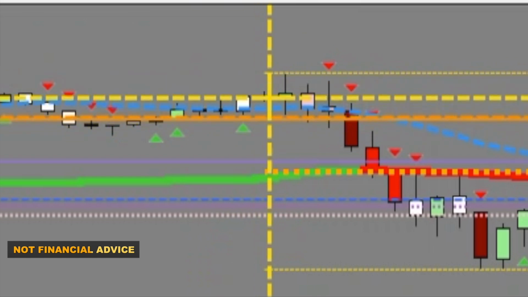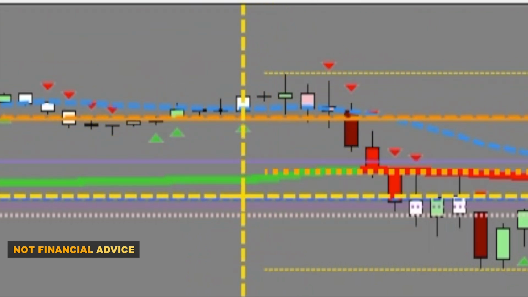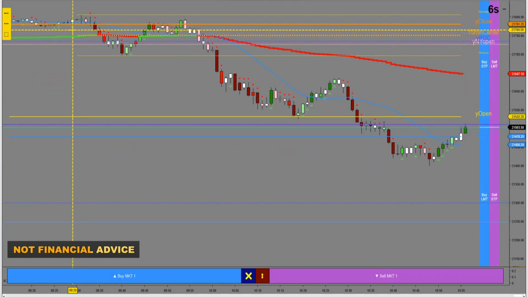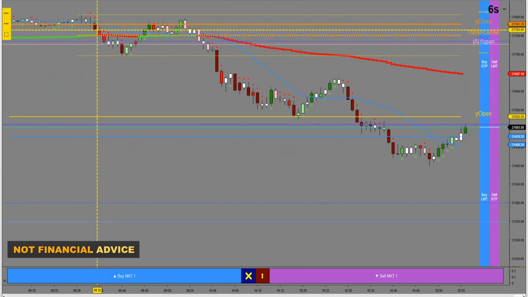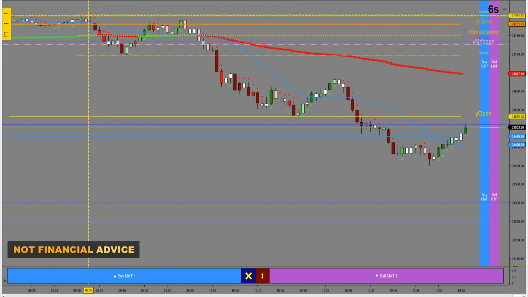Completely indecisive candle with wicks on both sides, tiny little body. We're buttoned up right against yesterday's close. This is where I took my first long of the day. We had a bunch of strong delta coming in. You can see this dark candlestick. We had a delta wave on this previous candle.